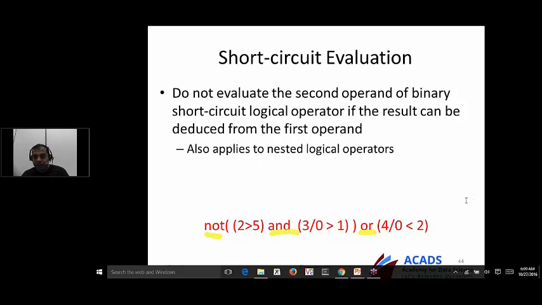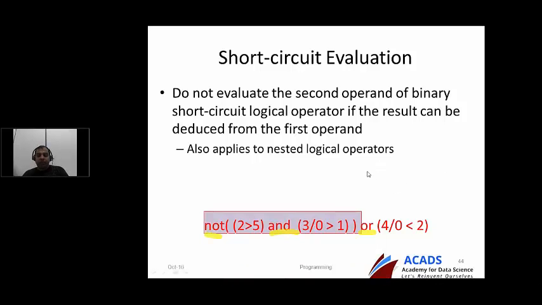Just one second, there is a question about something. Sridhar, I have unmuted you. What is your question? No, I don't have a question. I was typing something here. I was trying to say whatever is inside NOT will be evaluated first. Oh, okay. So you are trying to answer it. Sorry.